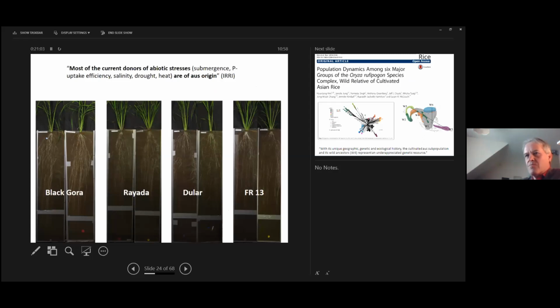Many, possibly even most, of the current donors of abiotic stress resistance are ouse in origin. So FR13 is the donor of submergence tolerance. Dular is a drought resistant variety used in breeding. Black Gora, we use this quite heavily because it's our deep rooted check. There's a variety called N22, a lot of you will be familiar with because it's used as the heat tolerant check variety. So a lot of these ouses show strong tolerance to abiotic stress.